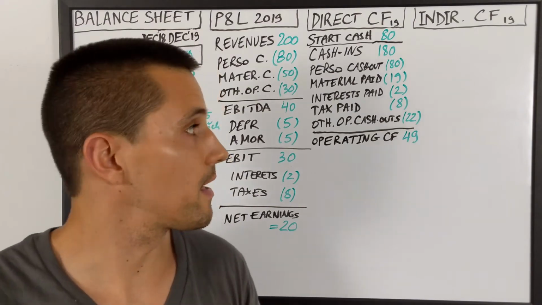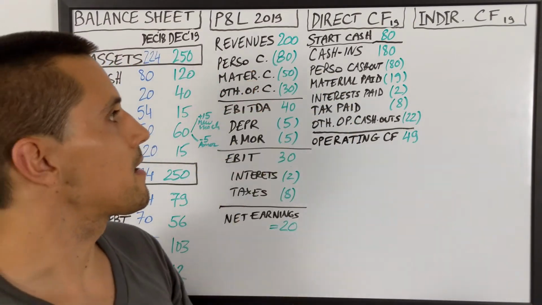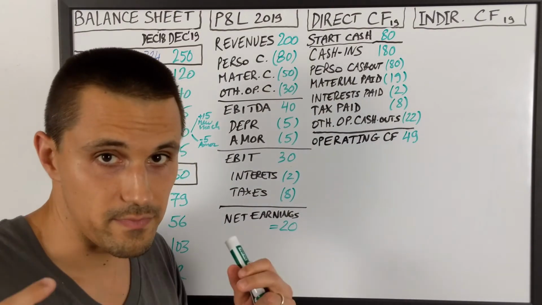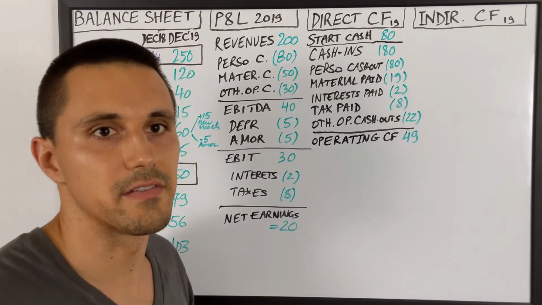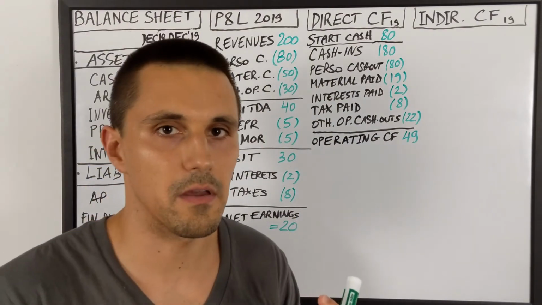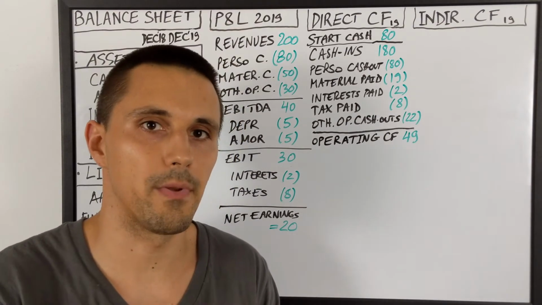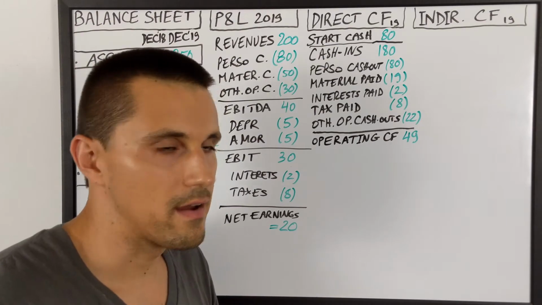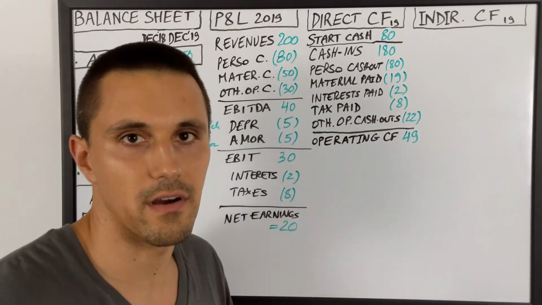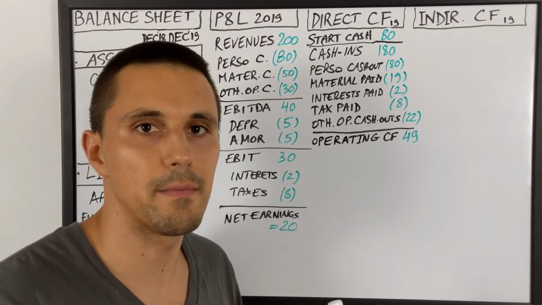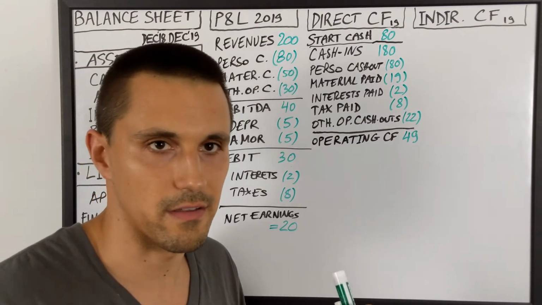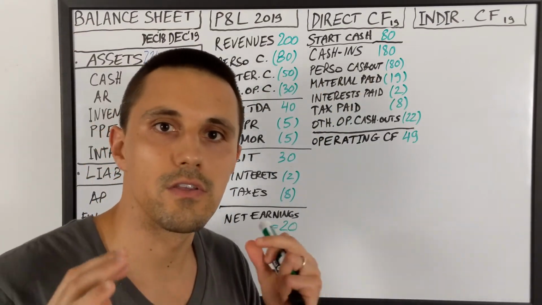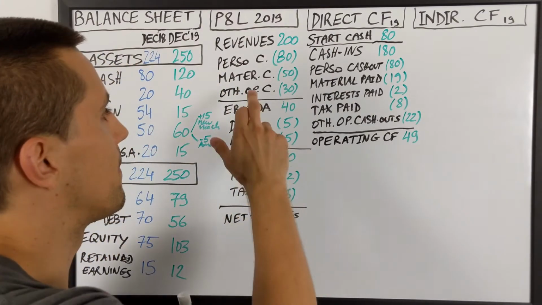Then on the other side, same game, personnel costs and personnel cash outs here, and in most companies are the same. Why? Because think about it, your payroll, your employee who works for you, you're gonna pay him the same month as you have the costs, right? He's not gonna work for you in November and you're gonna pay him in January. That's never gonna happen. That's why personnel costs and personnel cash outs usually are the same.